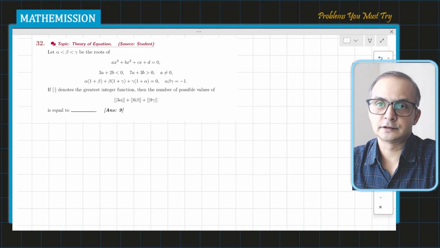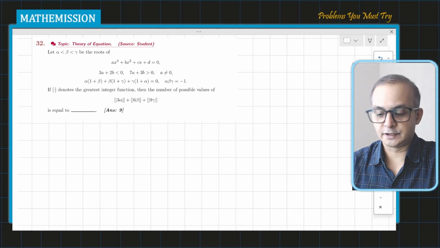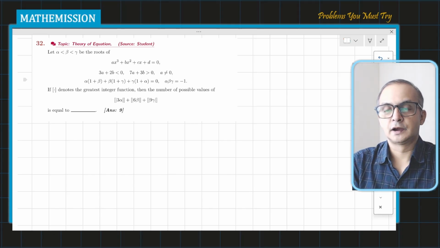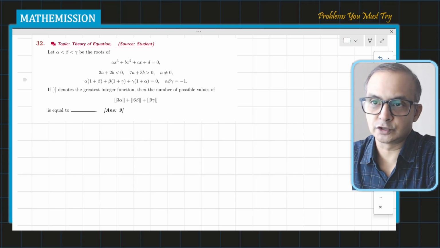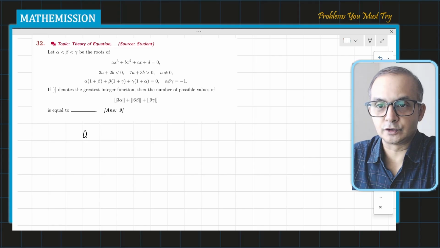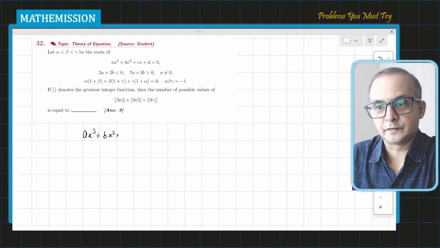As we can see here, the question says that alpha, beta, gamma, and the order is alpha lesser than beta lesser than gamma, are the roots of this equation ax cubed plus bx squared plus cx plus d is equal to 0. So this is the equation I have given.